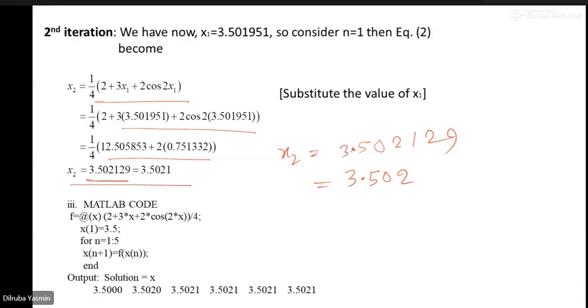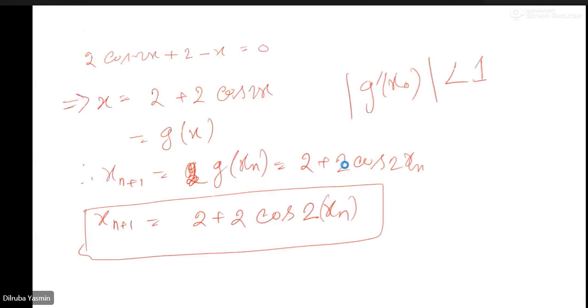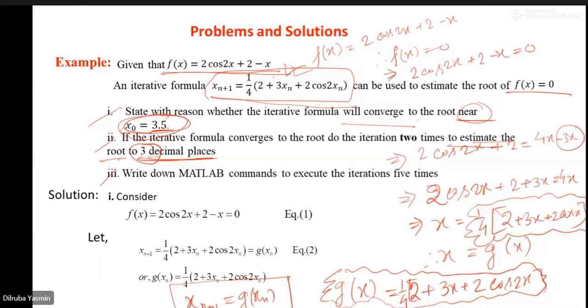So next, if you have to write a MATLAB command to estimate the iteration process, how do you execute these iterations 5 times or 10 times or 11 times? If you write a code in MATLAB software, then you will save your time, isn't it?